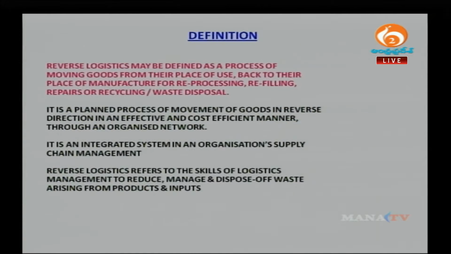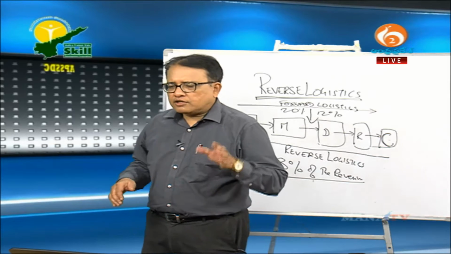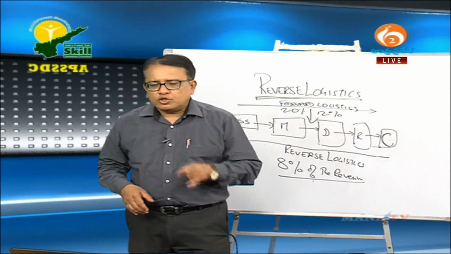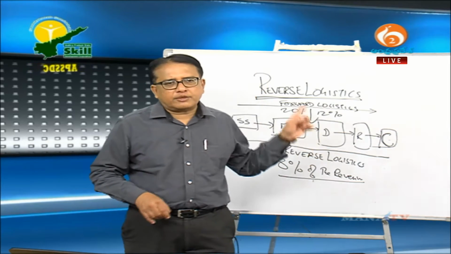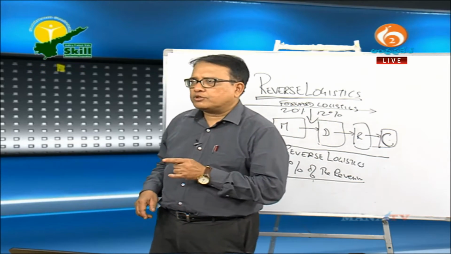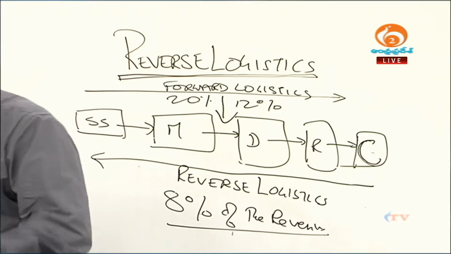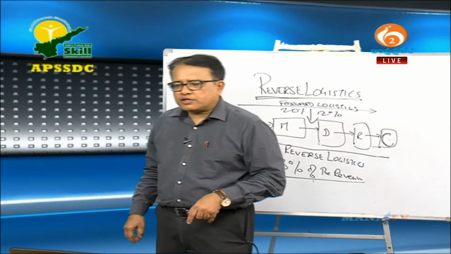As always, please refer to a few of the very key and important points as far as this particular function is concerned. It is a process of moving goods from their place of use. What is the place of use? Who uses the goods? It's the consumers who are using the goods. So, it is a movement. Forward logistics was moving the material from its place of production to the place of use, from the manufacturer to the customer. Let us see the definition on the screen.